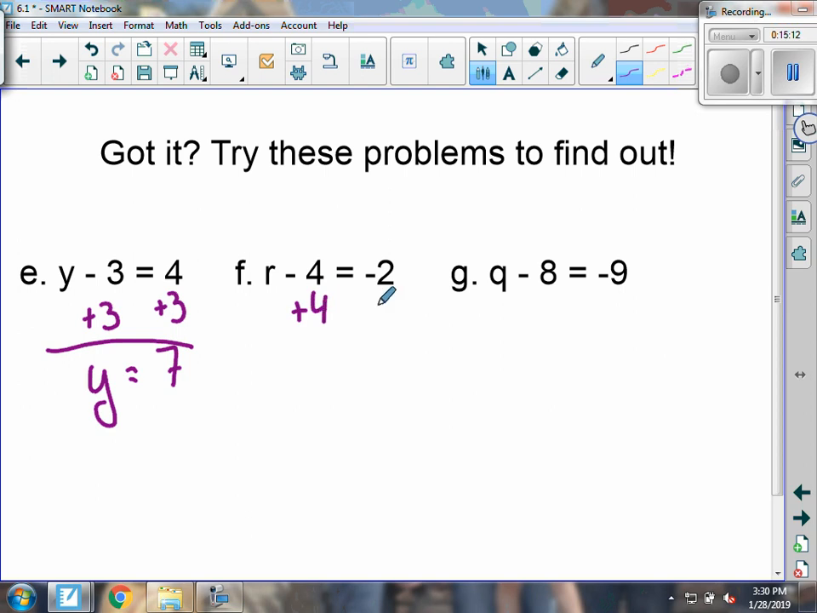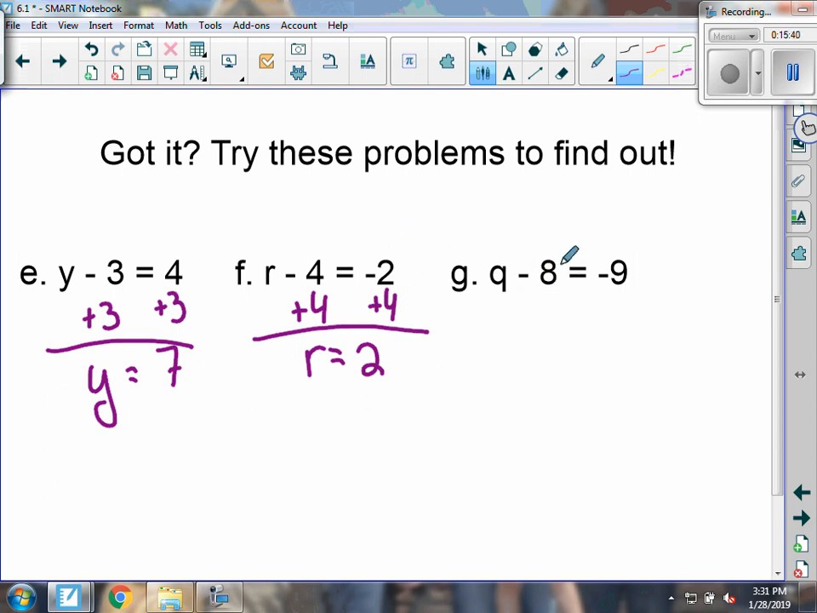I'm going to add 4 to both sides. So r is equal to, I have negative 2 plus 4. That is positive 2. If you are still struggling with negative numbers, use your calculator. Okay? If you don't know how to plug in negative numbers in your calculator, please come talk to me and I can help you with that. Okay, but it's really important. This will help catch any negative mistakes that you may be making if you use your calculator.